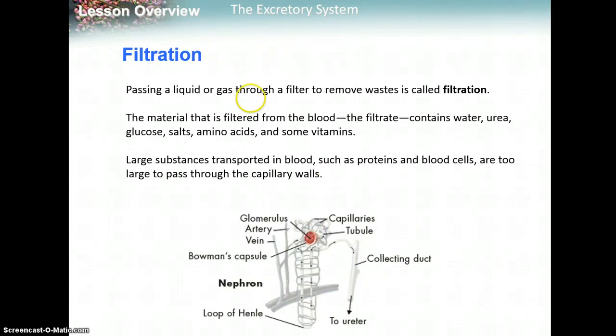Part of the function of the kidneys is to filter your blood. Passing a liquid or gas through a filter to remove waste is called filtration. Your kidneys do the same thing. The material that is filtered from the blood is known as the filtrate, the stuff that's filtered out of your blood. This contains water, urea, glucose, sugar, salts, amino acids, and some vitamins. So there's a lot of stuff filtered out initially from your blood. We'll talk about whether all that stuff is actually eliminated in a bit. But large substances transported in the blood, such as proteins and blood cells, are too large to pass through the capillary walls, so they do not get filtered out.